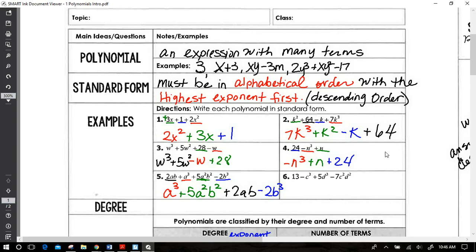So I want you to go ahead and see if you can do number 6. Pause the video and give that a try while you rearrange those.